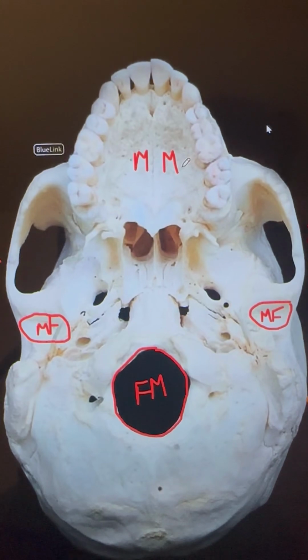So this is only for the inferior aspect of the human skull, and the others are coming up in other videos. You can go over it, I can go over it again.